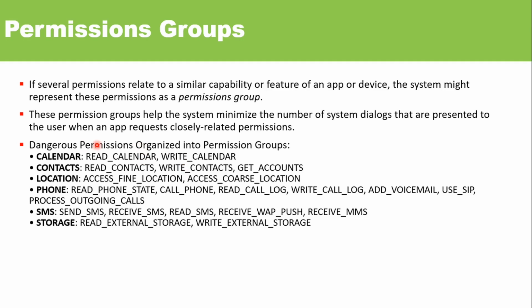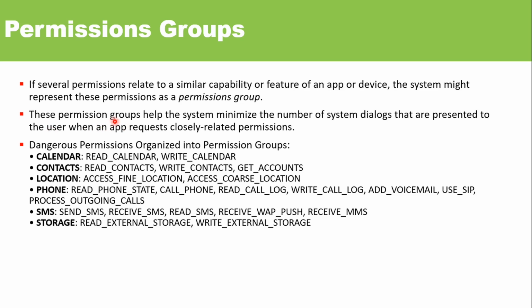Now, moving on to the last part, which is the permission groups. So if several permissions relate to a similar capability or feature of an app or device, a system might represent these permissions as a permission group. So as you can see here, say for location, we have access fine location and access coarse location. And these two permissions belong to a certain feature or a similar capability, right? So we can group these two. So grouping this into one permission is known as a permission group.